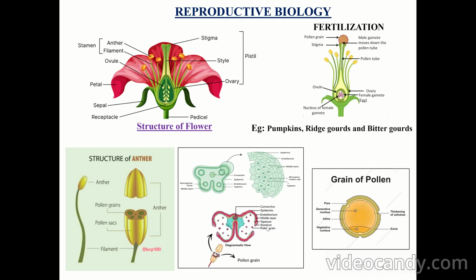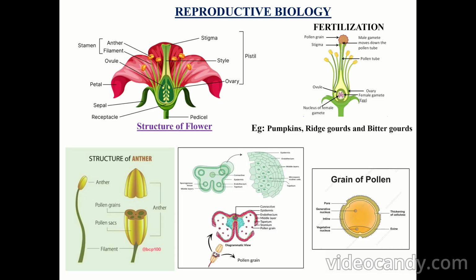One more thing you should know. This is the stomium, and it helps in the release of the pollen grains. So the pollen sacs have pollen grains in them. Okay, let's see what is the structure of the pollen grains.